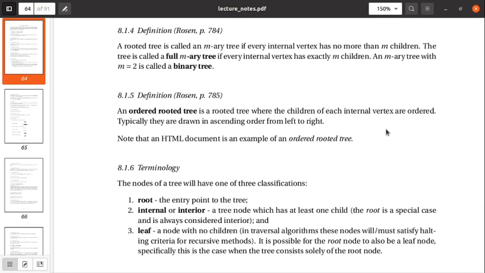Okay, so next definition: an ordered rooted tree is a rooted tree where the children of each internal vertex are ordered. Typically, they are drawn in ascending order from left to right. So in this case, you could call them children 0 and 1, or left and right, or first and last. Note that an HTML document is an example of an ordered rooted tree.